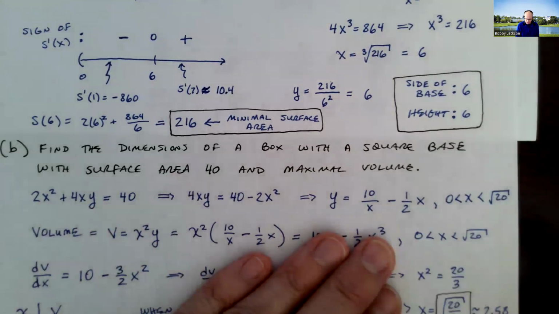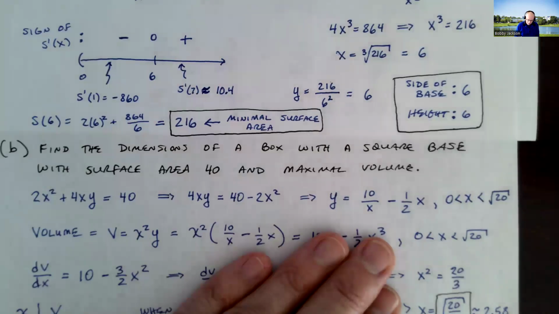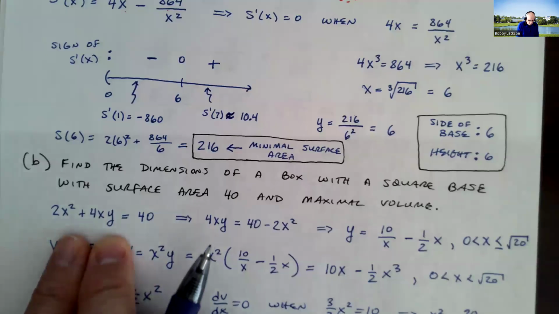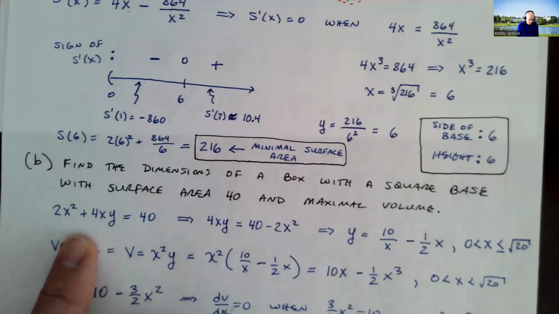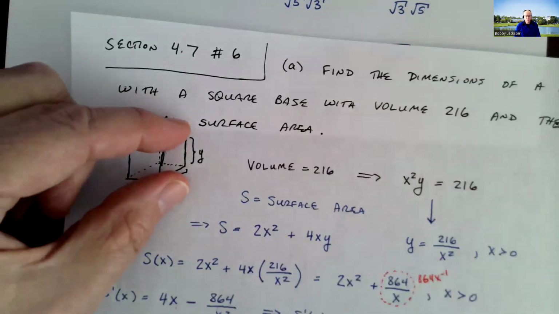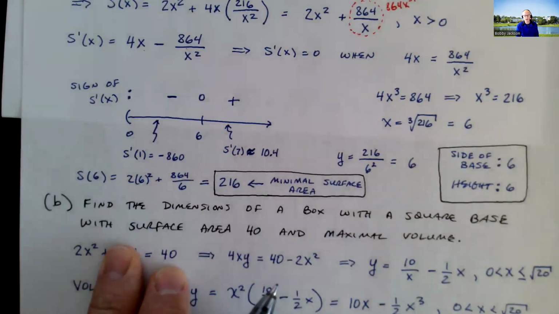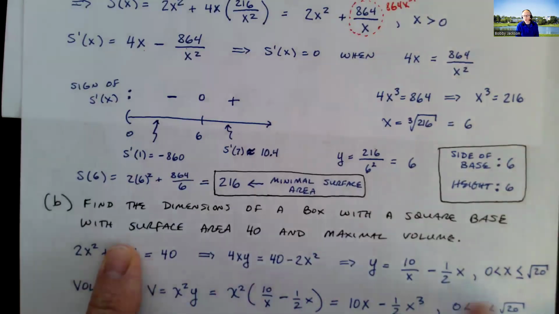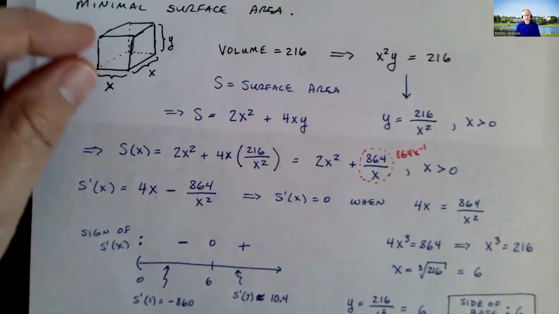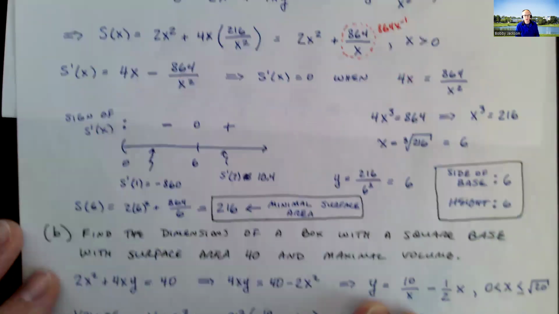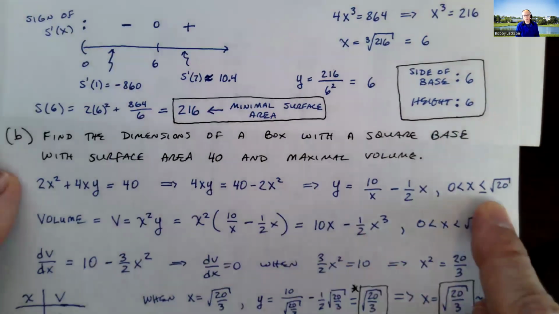And actually less than or equal to the square root of 20. How did I get the square root of 20? Well, if y were to go to 0, which means the height of my box gets closer and closer to 0, the extreme case when y is 0, what do we get? We get 2x squared equals 40, or x squared equals 20. So x is the square root of 20. What's going on there? Well, in that case, when y goes to 0, we just have two square pieces of material right on top of each other, and their side length is the square root of 20.